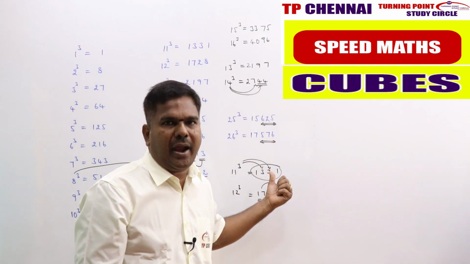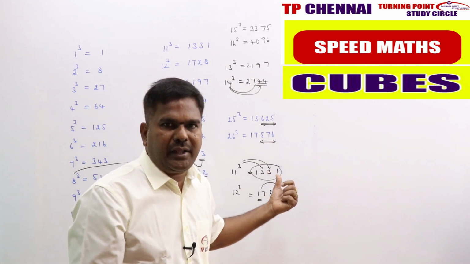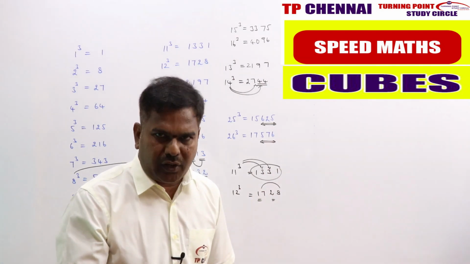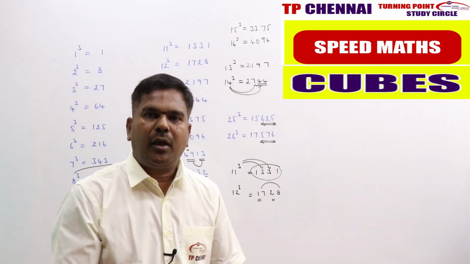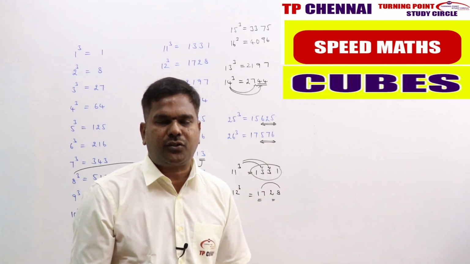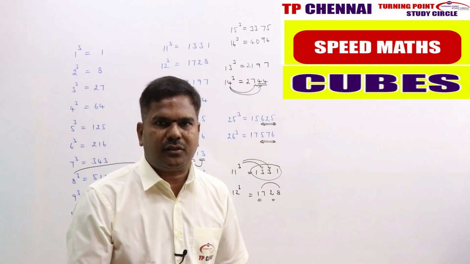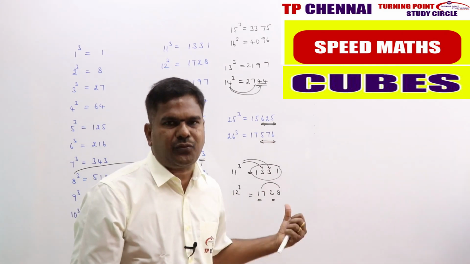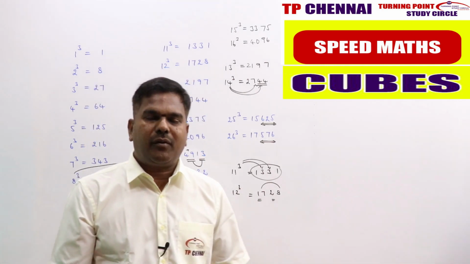Before that we need to add 17. We need to keep 17. So 17576. In 25 cube how much? The last 3 digits are 25 square only, that is 625. Before that how much do we need to keep? 15. So 15625, and 26 cube is 17576. It will be 24 square instead of 26 square as the last 3 digits for 26 cube. That's it. So hope you are clear with the cubes.